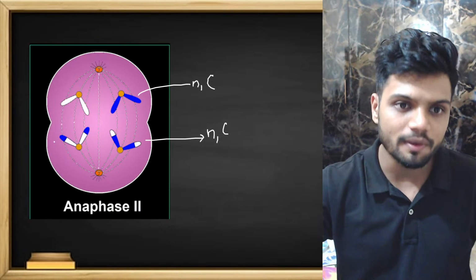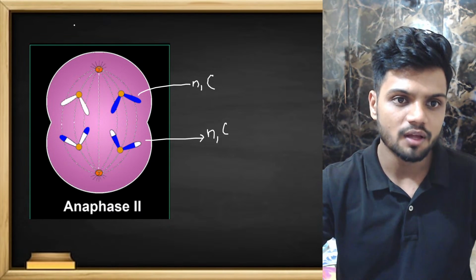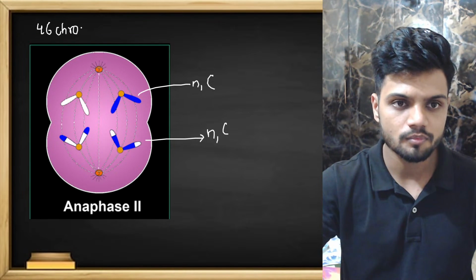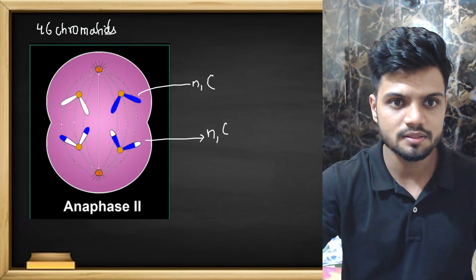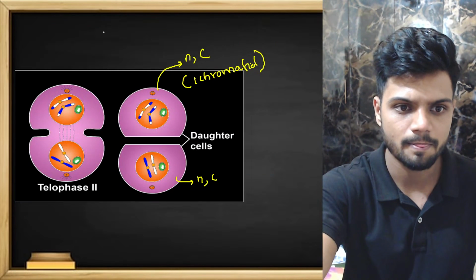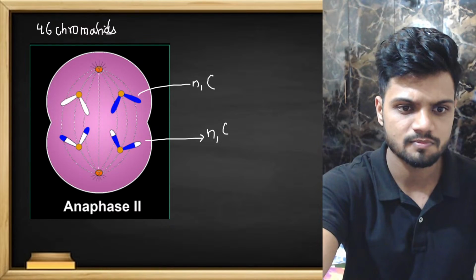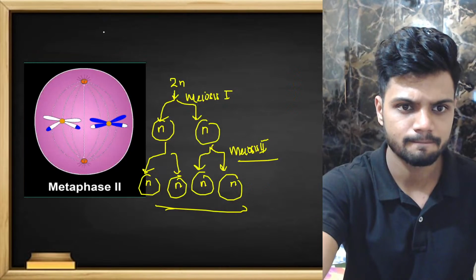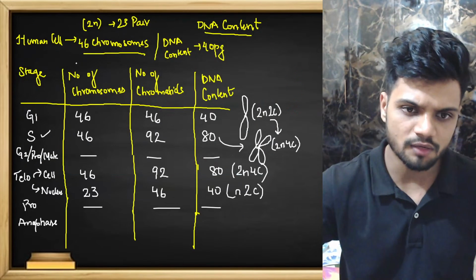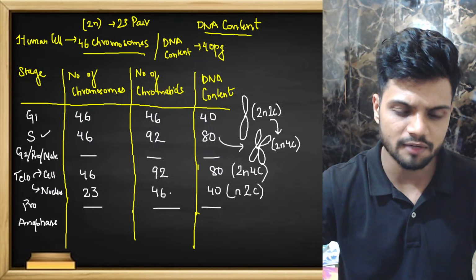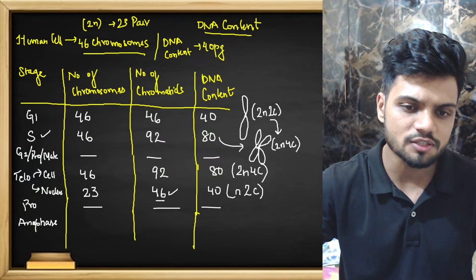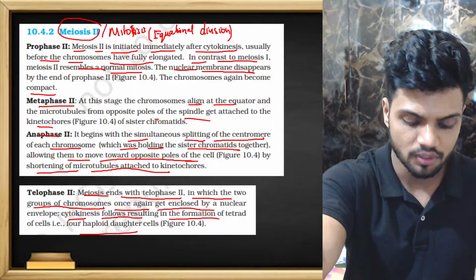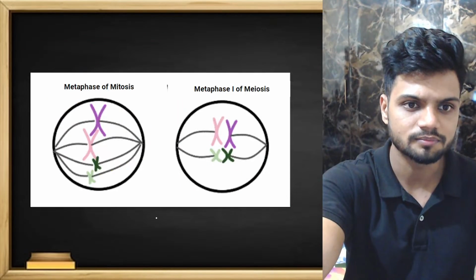Tell me, how many chromatids do we have here, students? Here we have right now 46 chromatids. Let me show you here. Let's go over here. The same will come here, right? 46 here. So we have 46 chromatids, and the same thing is going to come down.